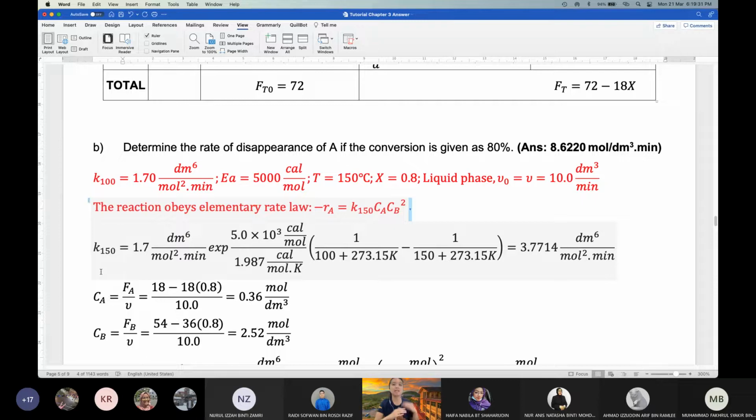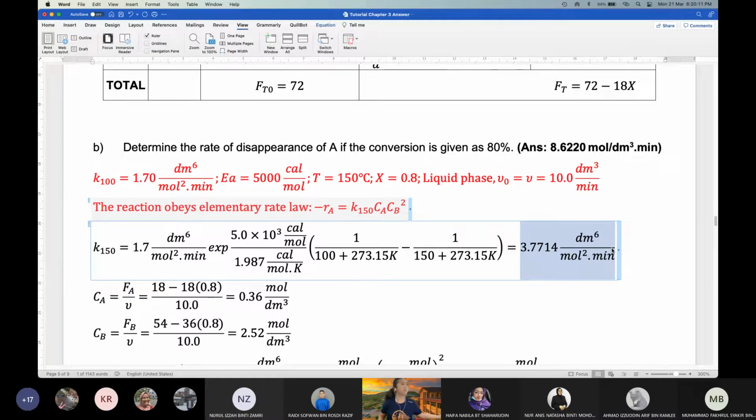So, dia punya formula adalah K2 equals to K1 exponential EA per R in bracket 1 per T1 minus 1 per T2. Okay, so dia minus 1 per T1 tolak 1 per T2. Or in other words, 1 per suhu asal tolak 1 over the suhu baru yang you want to find the K. Okay, so then you just calculate the new K at 150. So make sure you practice this as well. Okay, so you find the new K.